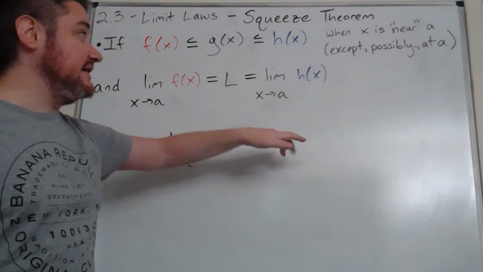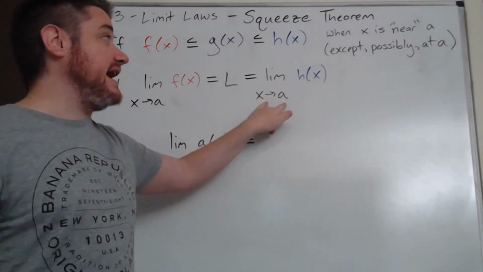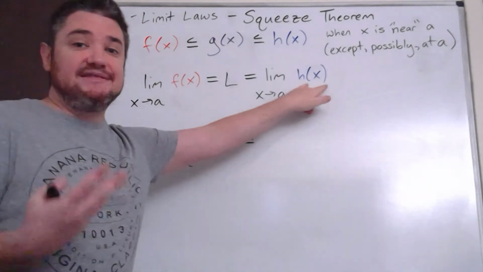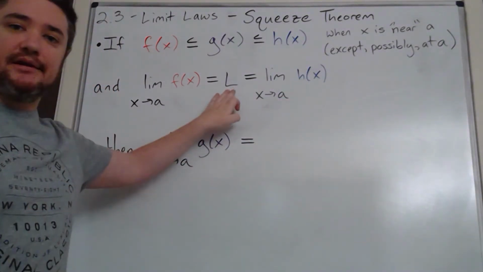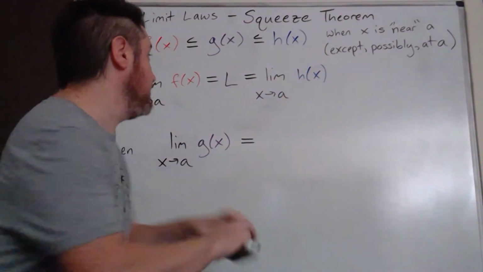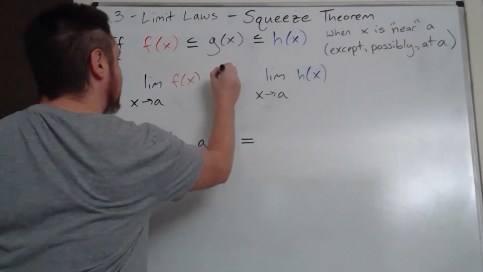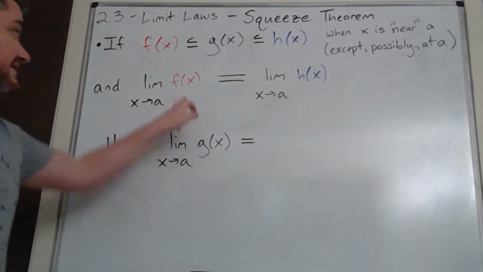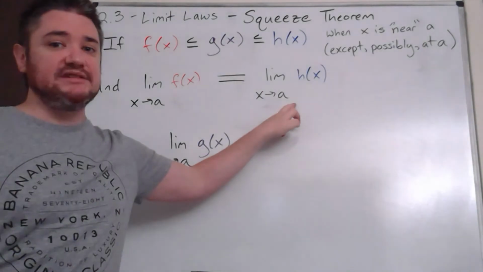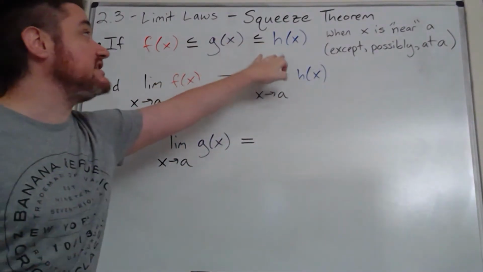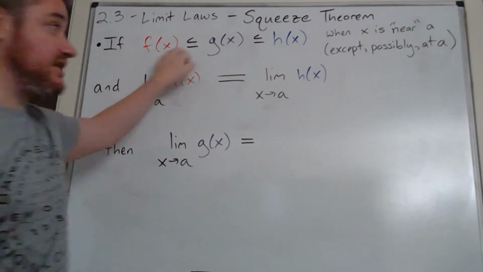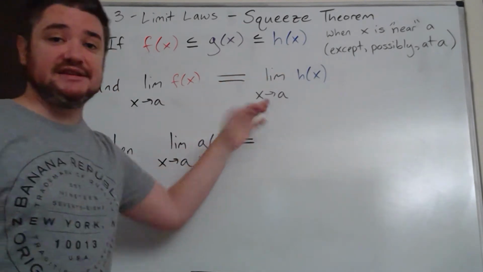And what this equal sign tells us is that the limit as x approaches a of the h function also exists and equals the same limit. Right, so you could write this without the L and just claim that this limit equals this limit. That's really what we're saying here, is that the limit of the two outside functions, the lower function and the upper function, those limits are the same.